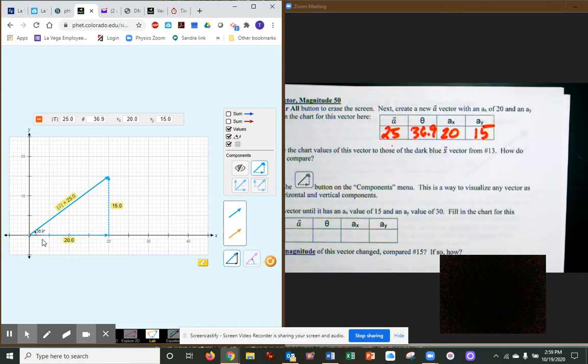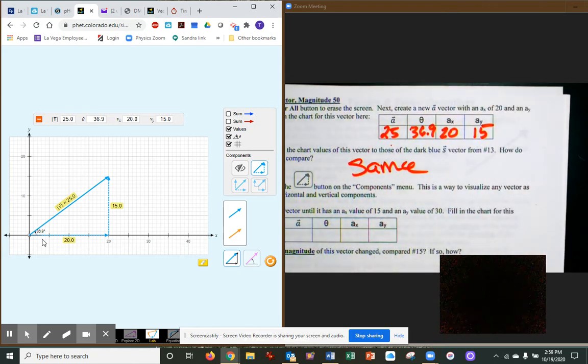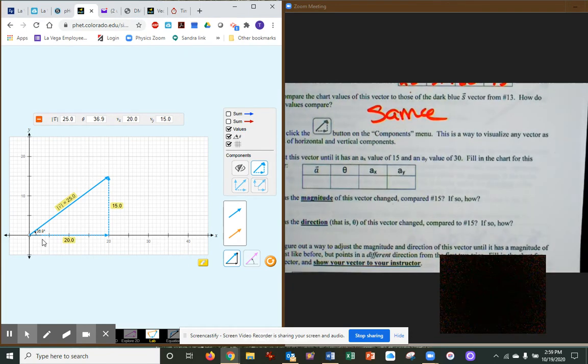Compare the chart values of this vector to those of the blue one from the previous question. How do they compare? Well, they are the same. Easy answer. Now it wants you to click on this button so it can drop down the X and the Y imaginary lines. Mine won't let me, but this is what it should have looked like. Hit this button, and it shows you the two vectors, the X and Y components.